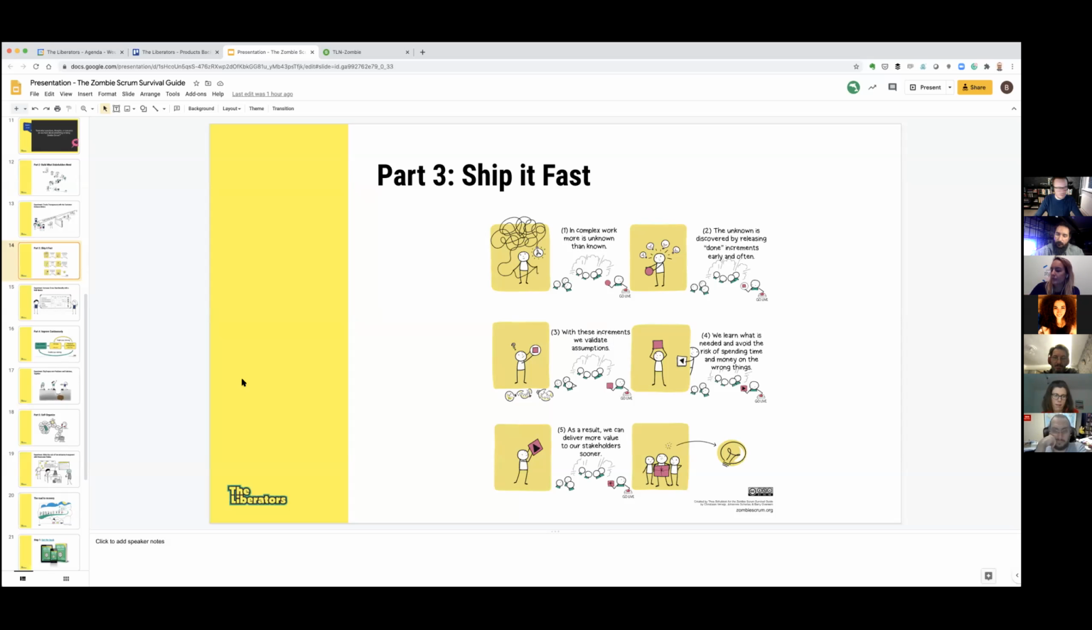So in a nutshell, and that's going to be my final sentence for this one, in complex work, more is unknown than known. The unknown is discovered by releasing done increments early and often. With these increments, you validate assumptions and you learn what is needed to avoid the risk of spending time and money on the wrong things. As a result, you deliver more value to stakeholders sooner. As an organization, you don't have to choose Scrum, but I don't know any organization that doesn't want to support the message of this comic.